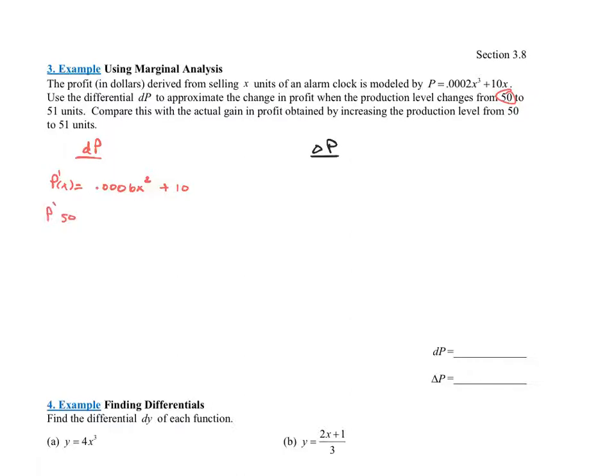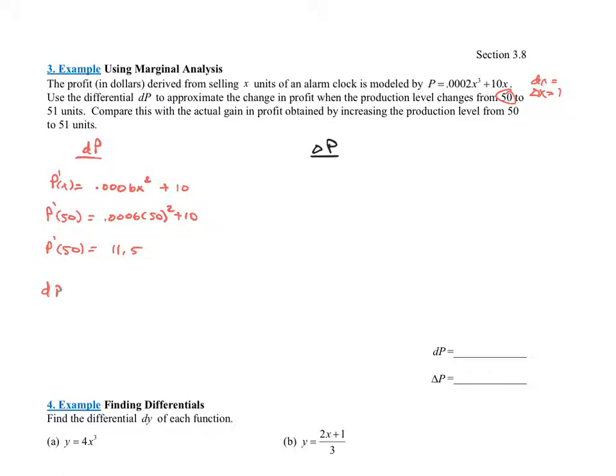P prime of 50 would be 0.0006 times 50 squared plus 10. Go ahead and put that in your calculator. I'm getting P prime of 50 to be 11.5. So that's the slope of the line, but that's not the actual marginal. That's not the approximation. Remember, we have to multiply that times the change in x. But that's not bad, because remember, our change in x is from 50 to 51. Our change in x is simply 1. So our dx and our delta x is simply 1 because it's 50 to 51 units.